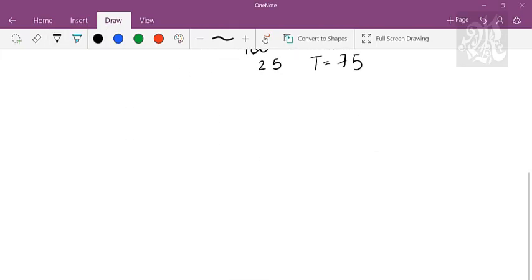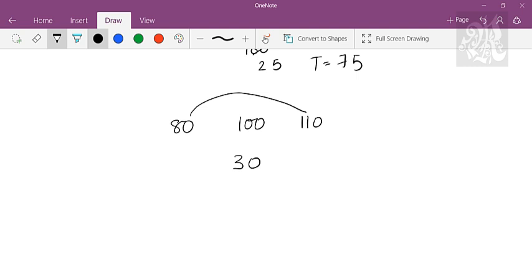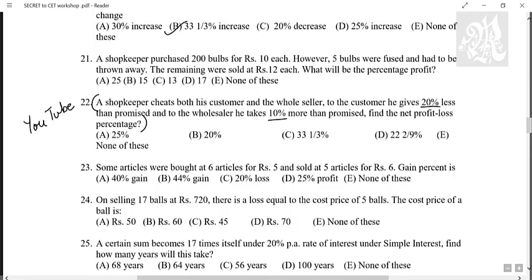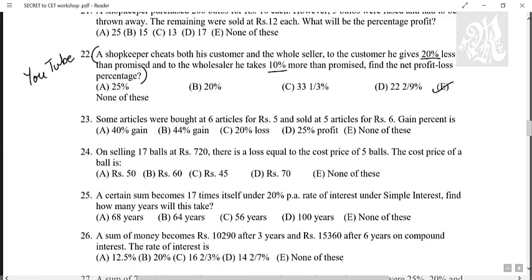So what is happening is from the wholesaler, he is saying 100. Okay, he is promising 100, but he is taking 110, and the customer is promising 100, giving 80, which means he is making 30. 30 is because of this, because he actually has 110. So he takes 110 and gives out only 80. So he makes a profit of 30 on 80. 1 on 8 is 12.5, so 3 on 8 is 37.5%, and none of these is the answer. Alright, so this is as simple as this.